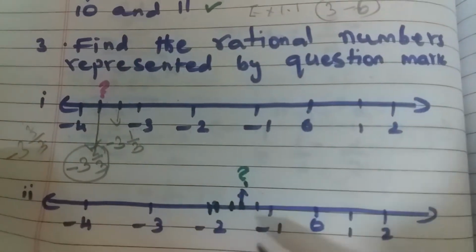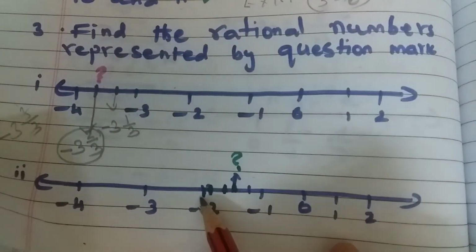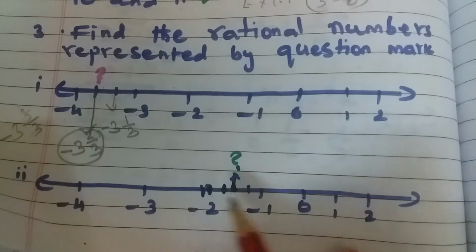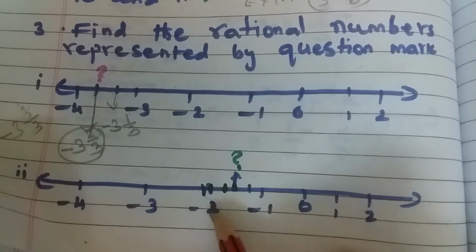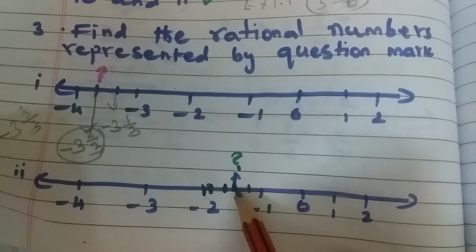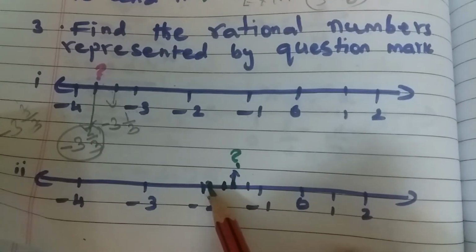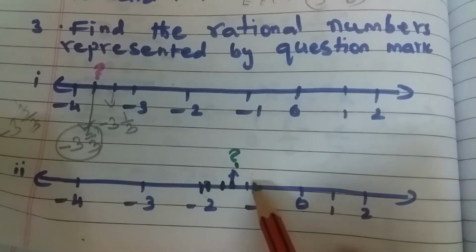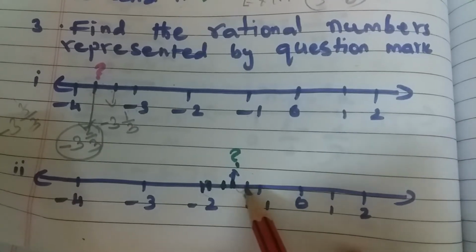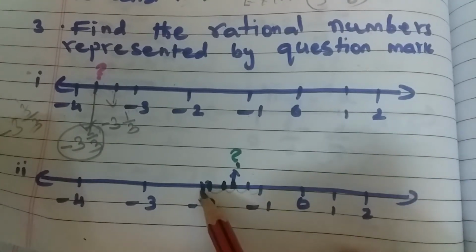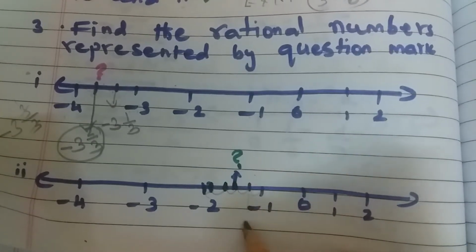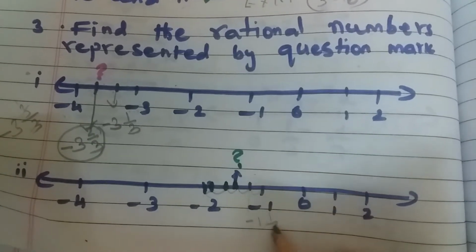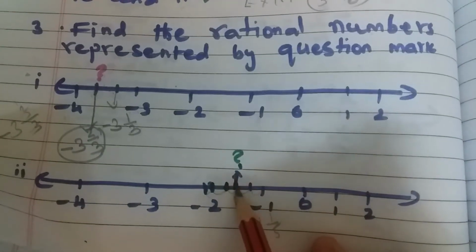Next one, you see here it is between minus 1 and minus 2. And how many lines? 1, 2, 3, 4 lines. This refers to number 2, and this is the fourth line. So 4 lines means 5 portions: 1, 2, 3, 4 and 5. After minus 1, this line will be minus 1, 1 by 5, and this is the line we have to find.